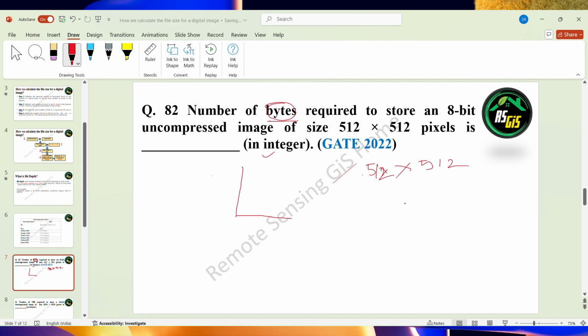So we can get the value, this is 262144. So this is the value. Okay, so in the second stage we can get the values. So this is the total number of pixels, and if we now convert it into bits, we can multiply it by the bit depth.